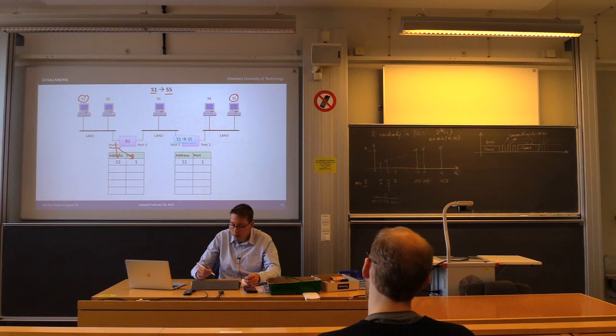But then bridge number 2 picks up this frame, inspects it and sees that apparently there is somebody called S1, which is on my port 1. So I put this into the table. Do I know where S5 is? No, I have no idea. But I send it out on port number 2 just to be safe. Maybe S5 is here. I don't know. But to play it safe, let's put it out here also. Which happens to be the right decision in this case. And now S1 has reached S5.